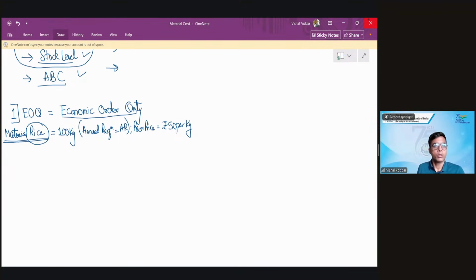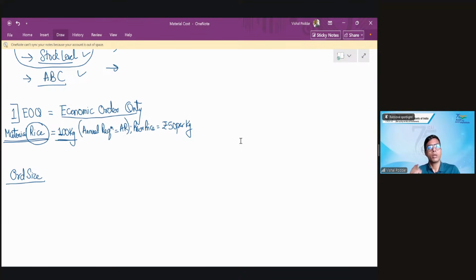Now, what is EOQ? For this, you have to understand a practical point. What is that practical point? I require 100 kgs throughout the year. Now, I have different options of purchasing this 100. These options are called my order size. Students, be attentive. This 10-15 minutes of conceptual part is very important to understand the whole technique of EOQ.